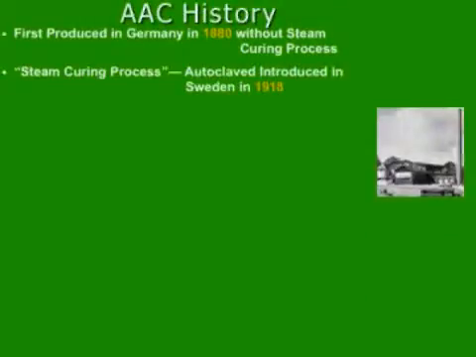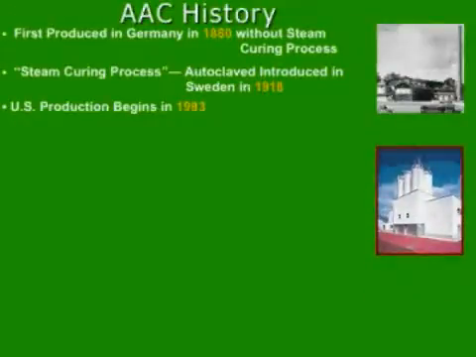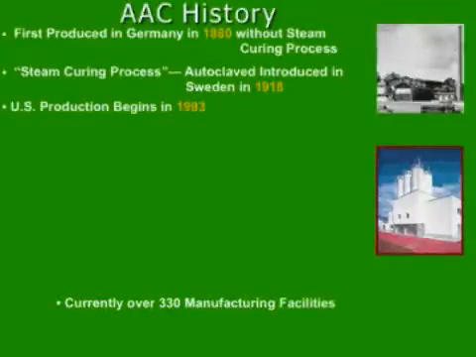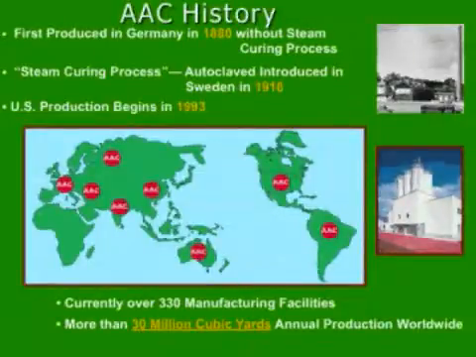Let's talk about the AAC history. Actually, it was first found in Germany in 1880, without the present steam curing process. A Swedish architect in 1918 developed the material as it is today, which includes the steam curing process. The first production in America began in 1993. Currently there are more than 300 AAC manufacturing facilities worldwide, which results in more than 30 million cubic yards produced annually. This is enough AAC for approximately 330 homes every day.